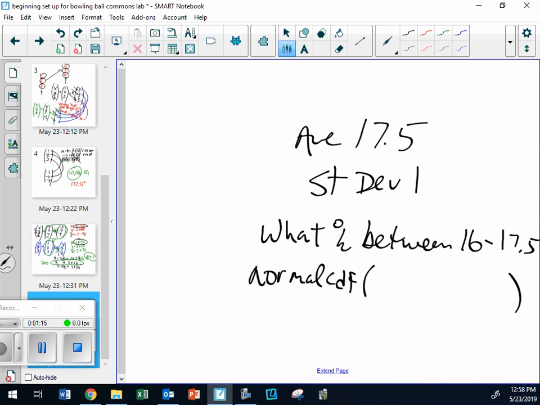There's four numbers. It goes 16, 17.5, and then it needs to know the average, which was 17.5, and then it needs to know the what? Standard deviation, which was 1. And then you hit enter, and it would tell you the answer. What did you get? You got this one? Okay. All right. How about you? A little louder. 43, and that's probably good enough. Raise your hand if you had 43%.